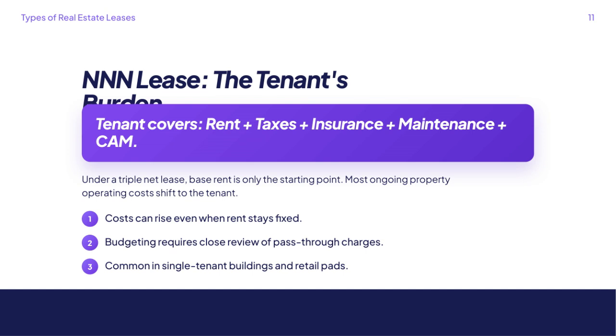It's important to understand that the base rent is really just the starting point in terms of cost. The total monthly outlay for the tenant can increase significantly because many of the operating expenses for the property are passed through directly to them. One critical thing to keep in mind is that even if the base rent stays fixed, these additional costs can rise over time, which can impact the tenant's overall budget. So, when budgeting, tenants need to closely review these pass-through charges to avoid surprises.